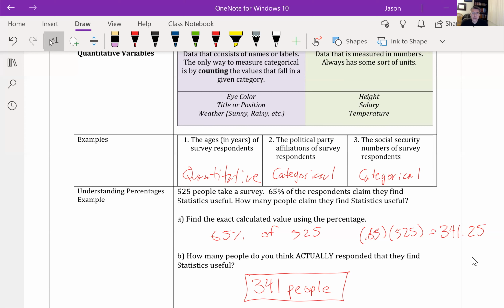Understanding percentages, 525 people take a survey, 65% of respondents claim they find statistics useful. How many people claim they find statistics useful? 65% of 525 is 341.25, so about 341 people in the survey of 525, and that could be a population or a sample.